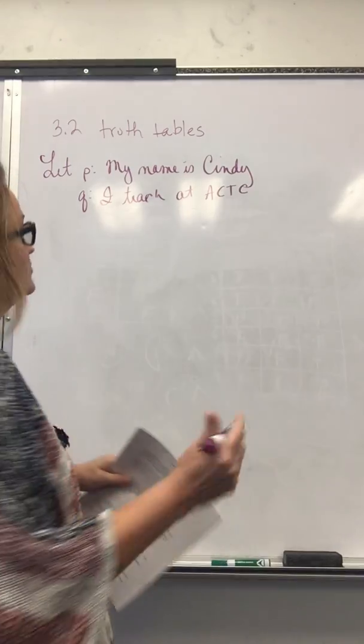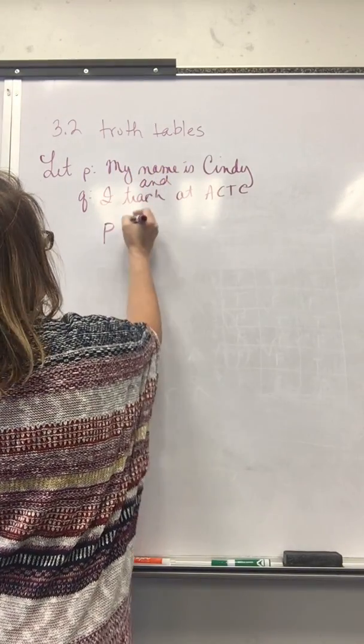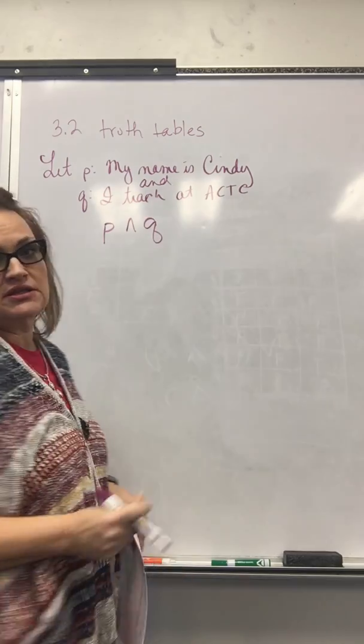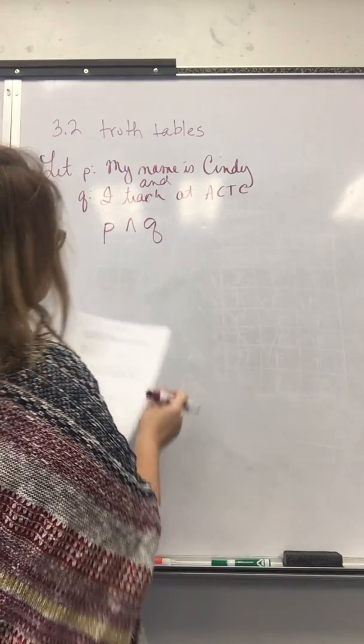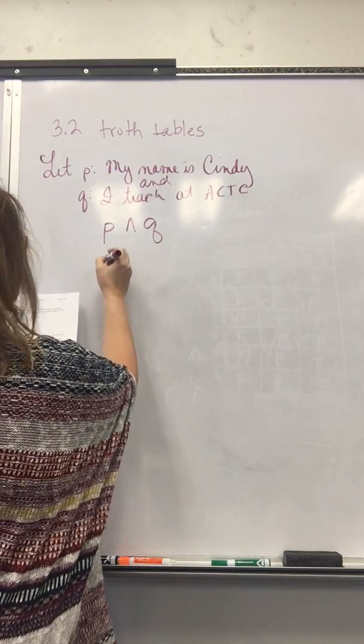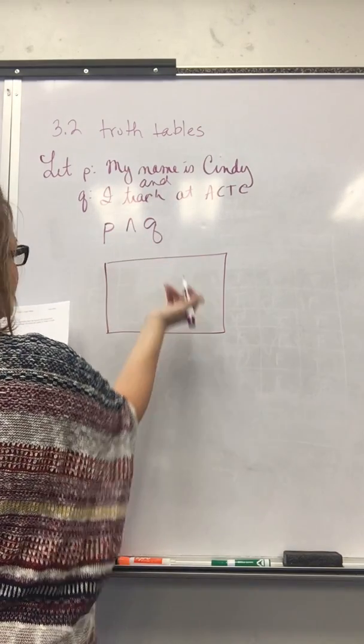So that's a conjunction when I use the word "and" between these. If I say "and," that means P and Q. We learned that symbolic language in the last section. And let's see. Then we can make a truth table to say, under what conditions is an "and" statement true?